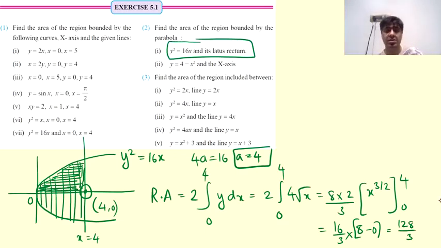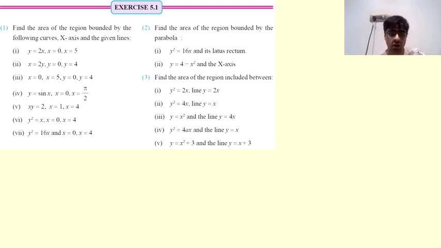And yeah, that's the final answer for the required area. So the entire area, not only the one in the first quadrant, okay, the required area, that is the area bounded by this entire parabola with the latus rectum. Okay, let's mark that area in pink. So the area which I have marked fully in pink is the area 128 by 3 square units.